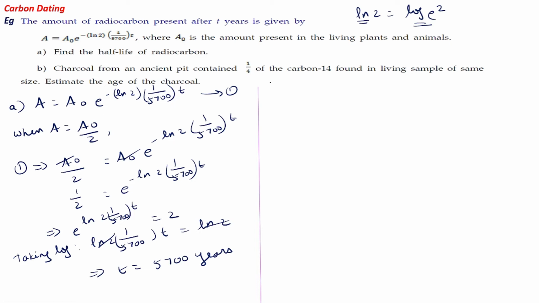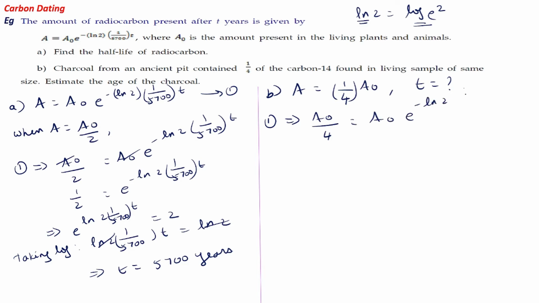Now moving on to the next subdivision B. It is given that charcoal from an ancient pit contained 1/4 of the carbon 14 found in a living sample of the same size. Estimate the age of the charcoal. So here we are given the mass has become 1/4 of the mass of the living sample. So A equals 1 by 4 A naught. We need to find the age of the charcoal. So from 1 we have A naught by 4 equal to A naught into e raised to minus ln 2 into 1 by 5700 T.